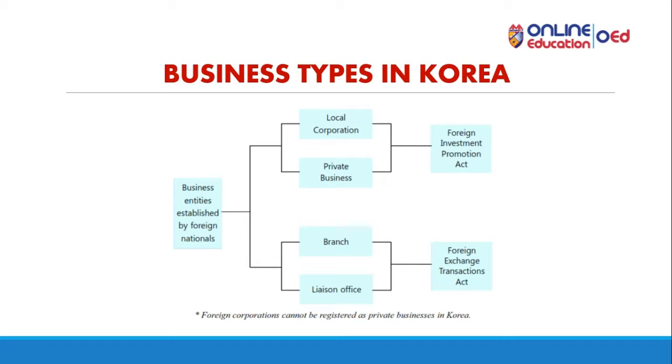Alright, so as you can see here, we have the business structures that currently exist in Korea. We have the local corporations and private business, which are regulated by the Foreign Investment Promotion Act, and we have the branch and liaison office, which are often subject to the Foreign Exchange Transactions Act.